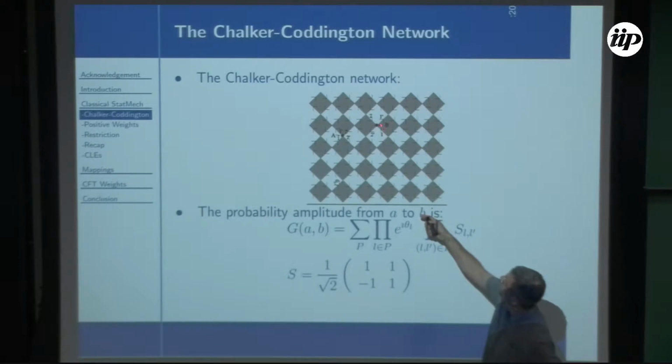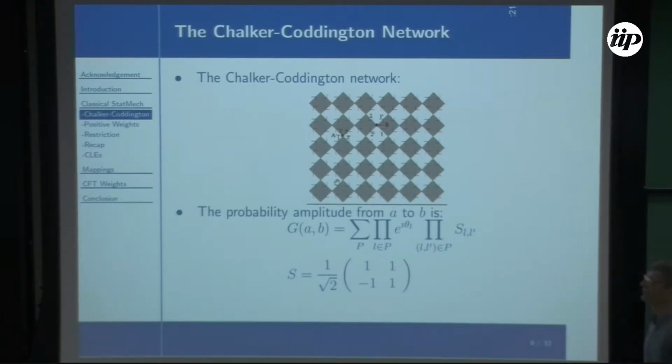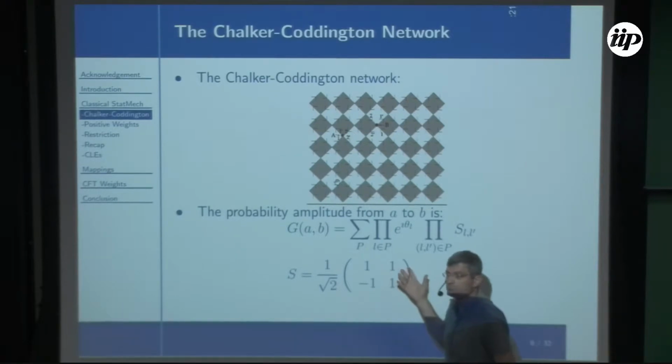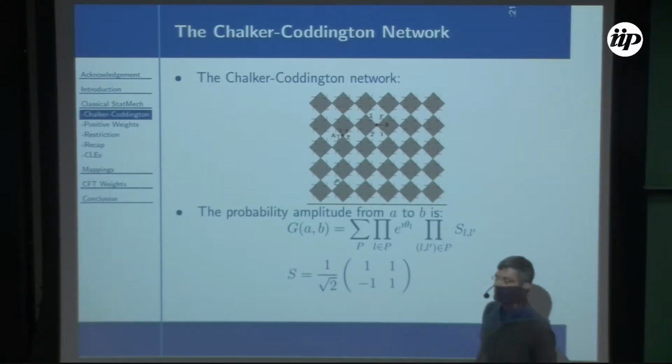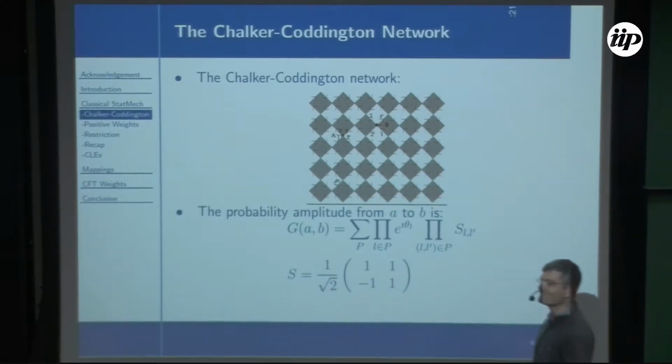So, for example, if the electron came from 1 and left through 1 prime, I'll take this element from 1 to 2 prime. I'll take this element. If it came from 2 to 1 prime, this element, etc. Right? And yeah, it has to be a unitary matrix. So this is a beam splitter, right? The determinant is 1. 1 plus 1 is 2. 2 divided by 2, and there's a square root of 2. Yeah. So this is a unitary matrix. Okay, so that's the rules of the game in terms of the Chalker-Coddington network.